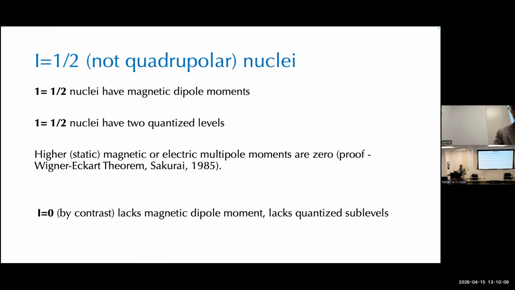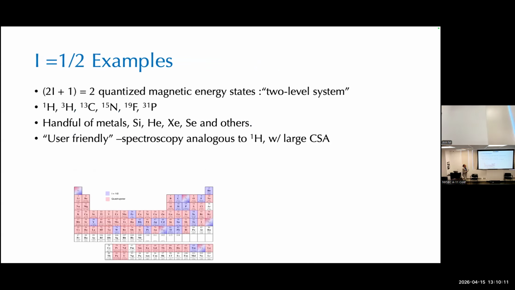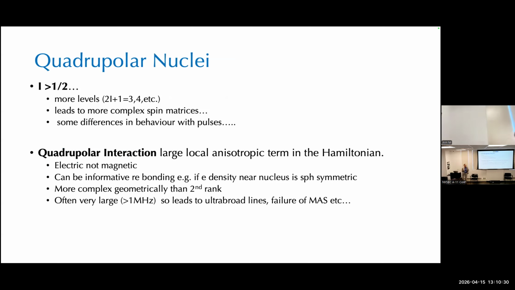And just to review, and you know this already, some of the examples for I equals 1/2, they all are 2-level systems: proton, tritium, C13, N15, fluorine 19, P31, a handful of metals. User-friendly, but in general, you're going to see a bigger CSA than you do for the proton. That's what we've been talking about.